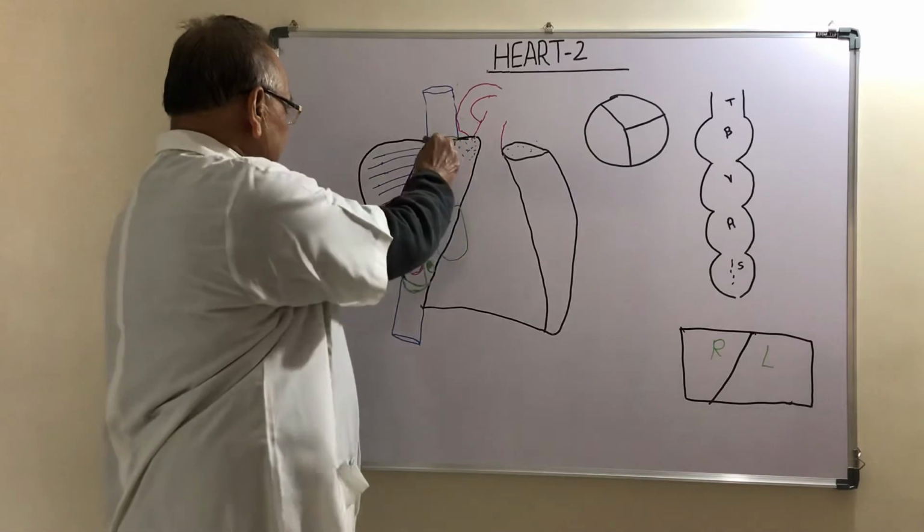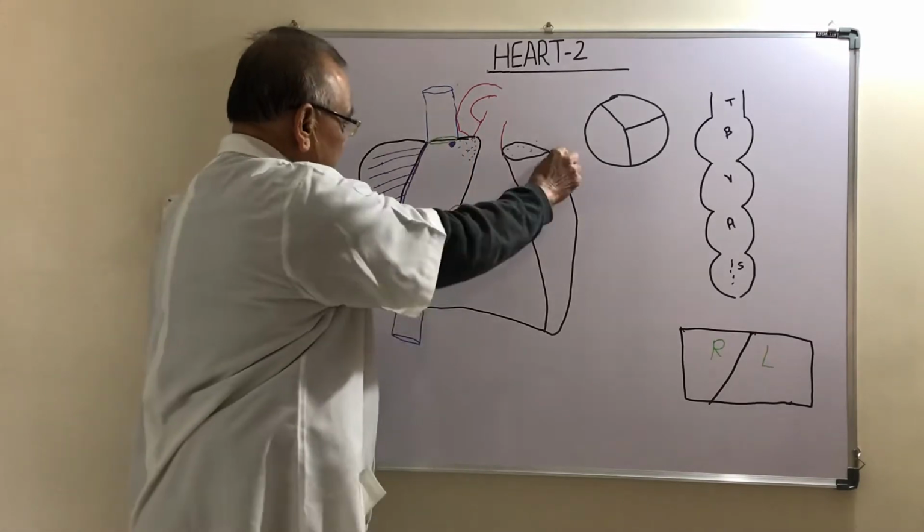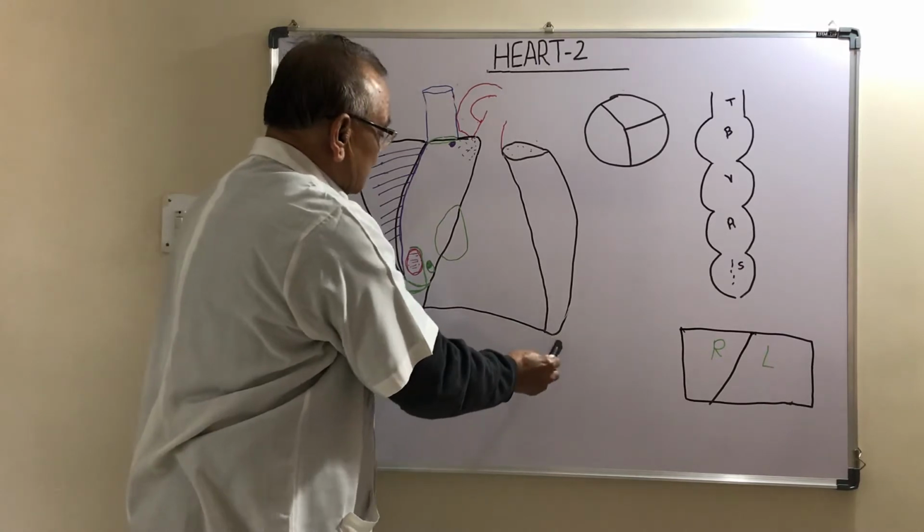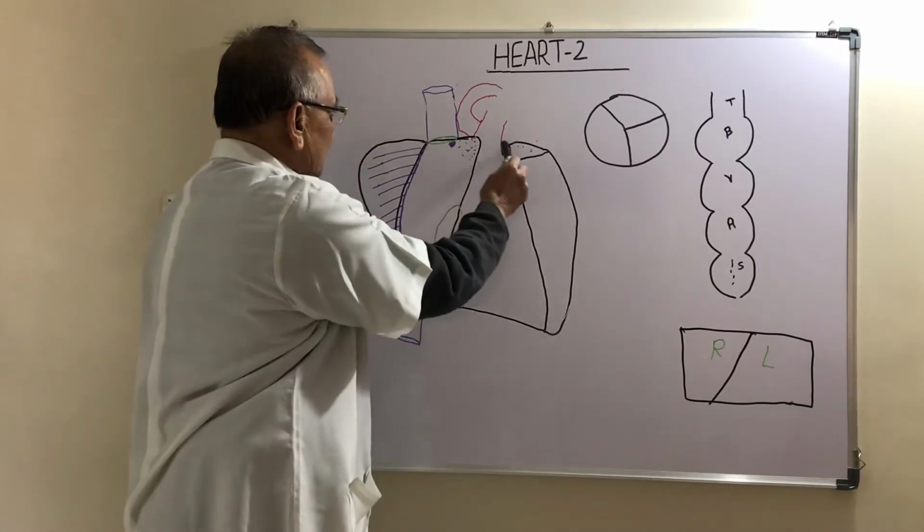You know that this is the right border of the heart. This is the left border of the heart. This is the lower border of the heart. This is the apex of the heart. And this is the upper border of the heart.